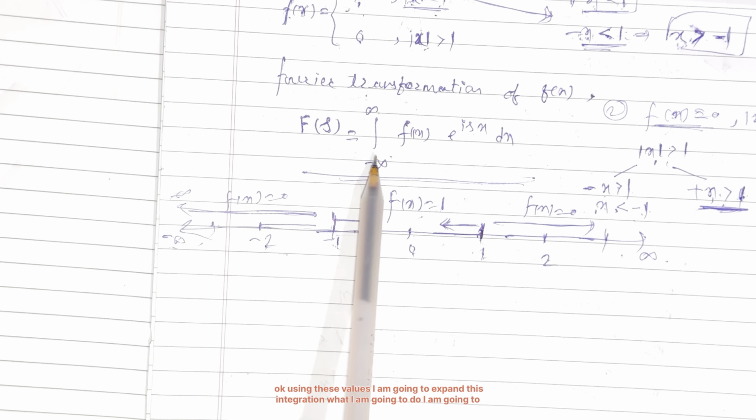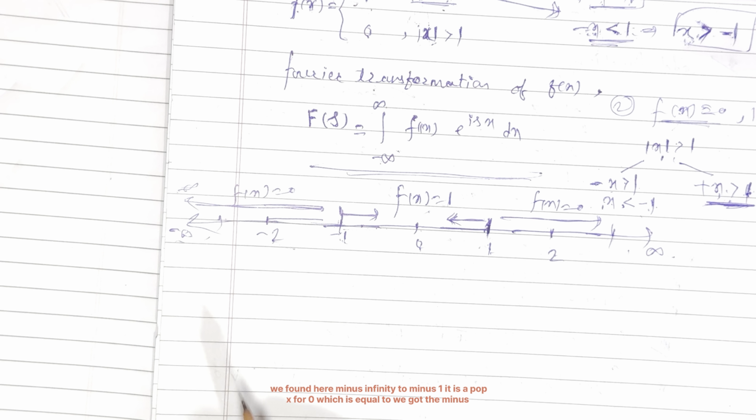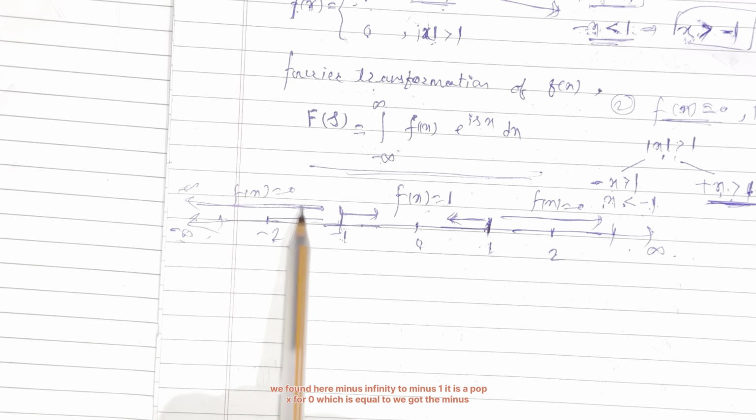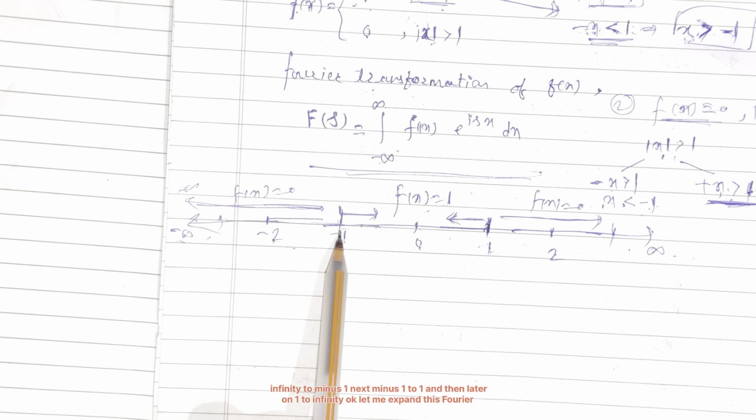I'm going to expand minus infinity to infinity using all these values. Now see how many intervals we found here: minus infinity to minus 1, next minus 1 to 1, and later on 1 to infinity. Let me expand this Fourier transformation for these three different intervals.